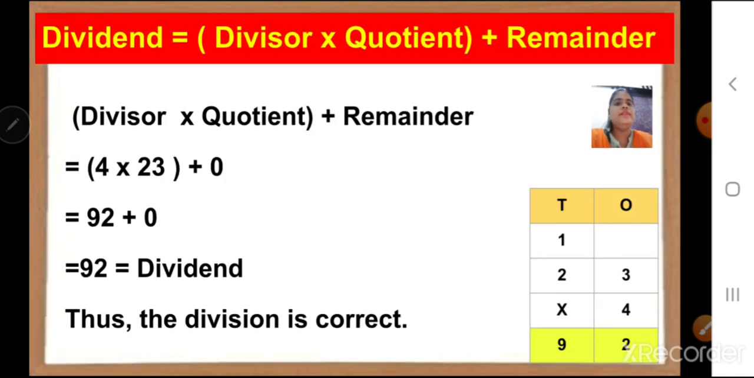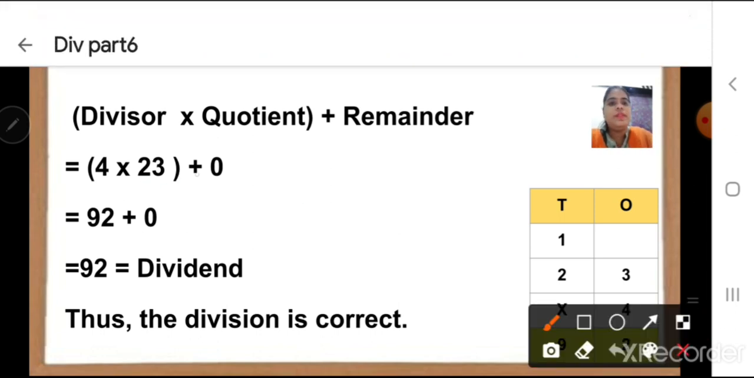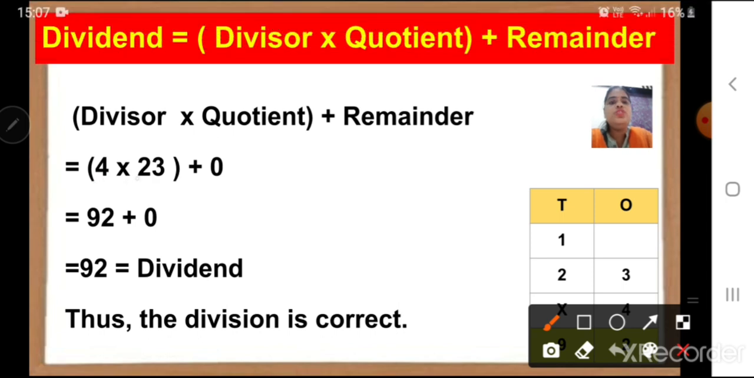Then we are going to write the formula. The formula is dividend is equal to divisor into quotient plus remainder. Now we are going to check. What is the divisor? 4 multiplied by the quotient, which is 23, then remainder is 0. So 4 into 23 plus 0.